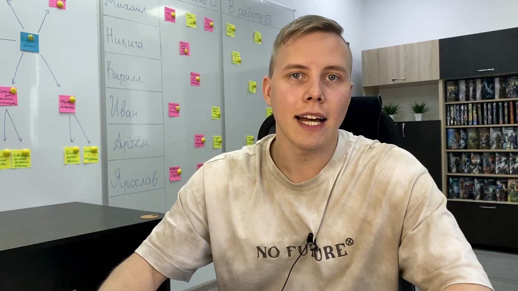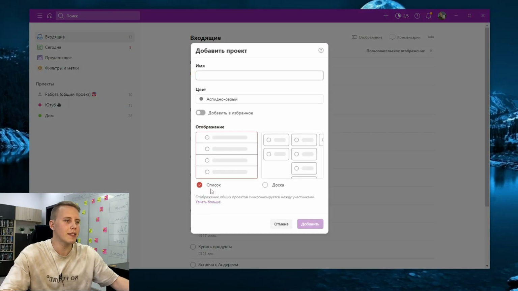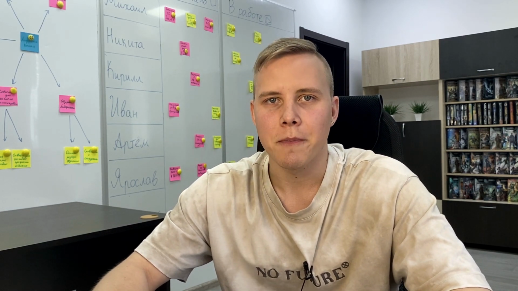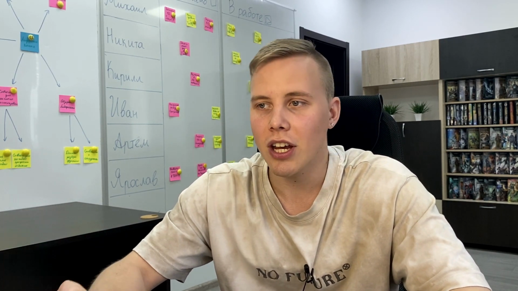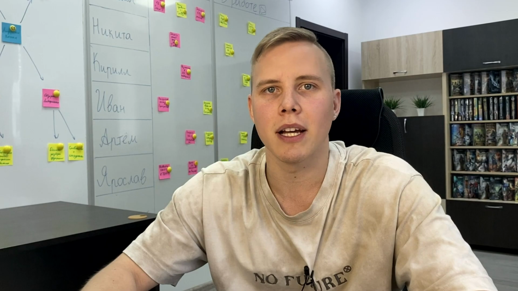Next are the projects in Leader task and in Todoist. You can create projects in Todoist either as a list or as a board. And, by the way, you can change this display at any time. But in Leader task, boards and projects are different entities. Projects contain tasks and boards contain cards. And they help me visually see what stage my goal is even at.